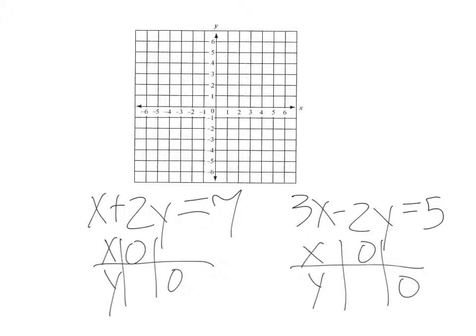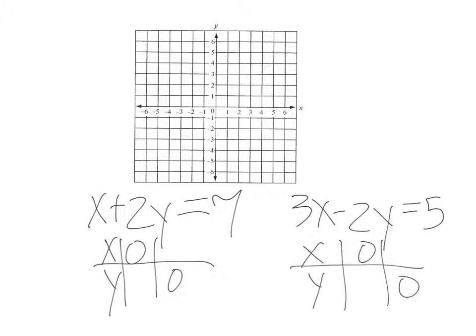So what we're doing is we're taking our two equations here, and we are going to draw our lines, find out where they intersect, and that should be the solution here. Okay, so I've gone ahead and set up here. We have our first equation, x plus 2y equals 7. Okay, so we're going to go find our points.